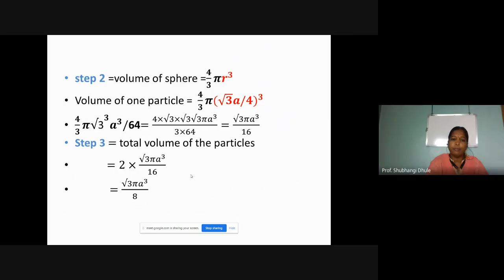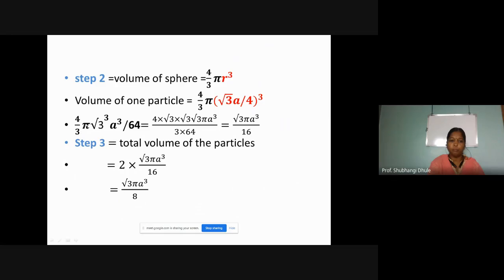Now step 2 is again to calculate the volume of the sphere in the same way. 4 upon 3 pi r cube is the formula to calculate the volume of the sphere, and then we go for the volume of one particle. So put the value of r, we get the volume of one sphere or one particle, that is 4 upon 3 pi into bracket root 3a upon 4, because this is the radius r, and this is the cube.